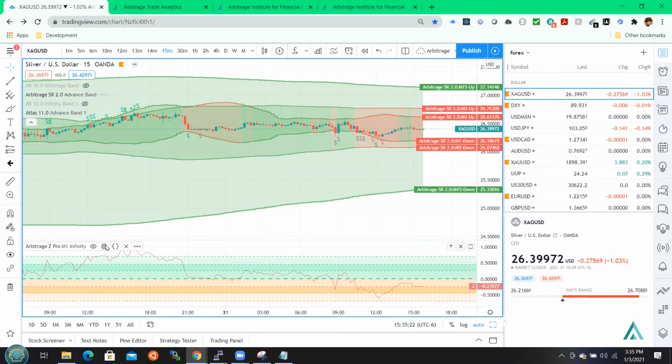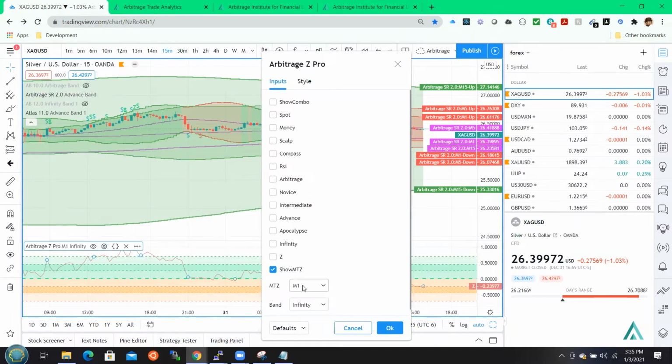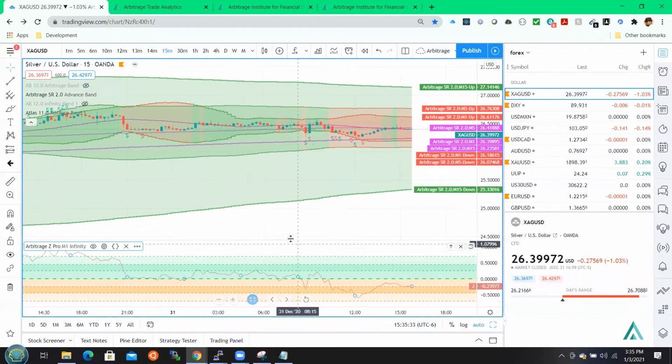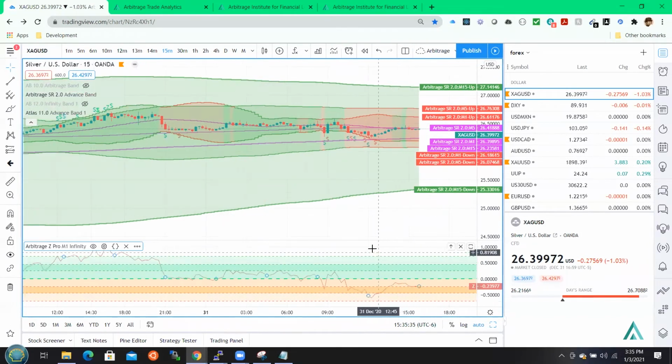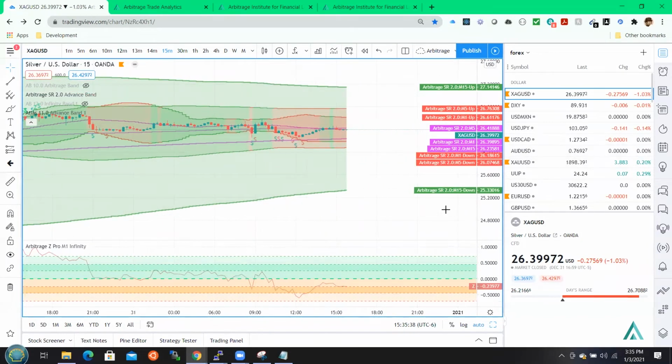I have my Z set to MTZ 1 minute infinity, so that way it doesn't matter which time frame I'm on. I'm paying attention to what's happening on that 1 minute chart to make sure that I'm always with the trend. So currently the silver is starting a new downtrend.